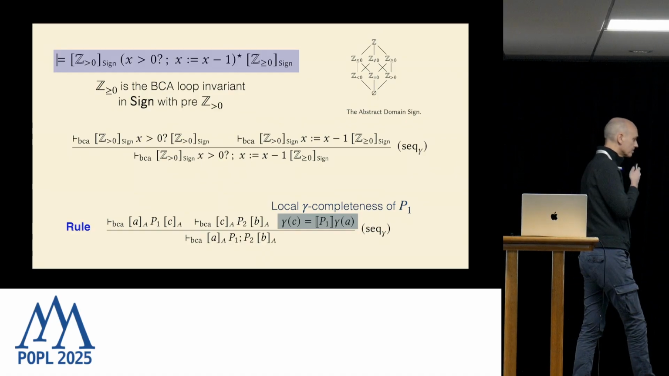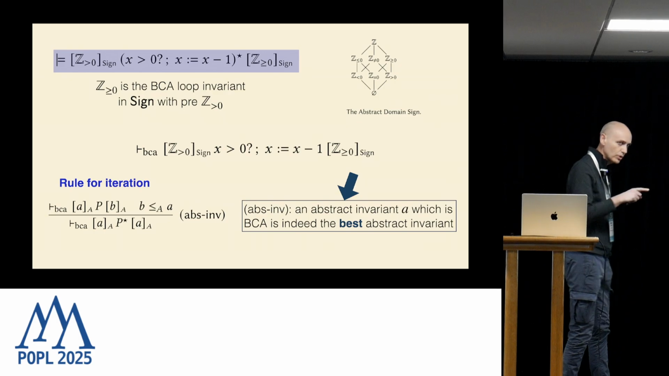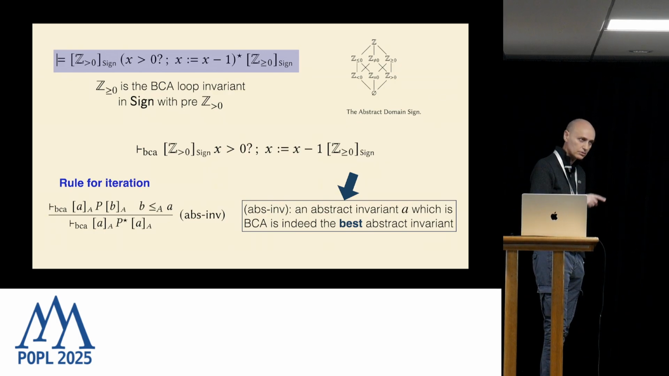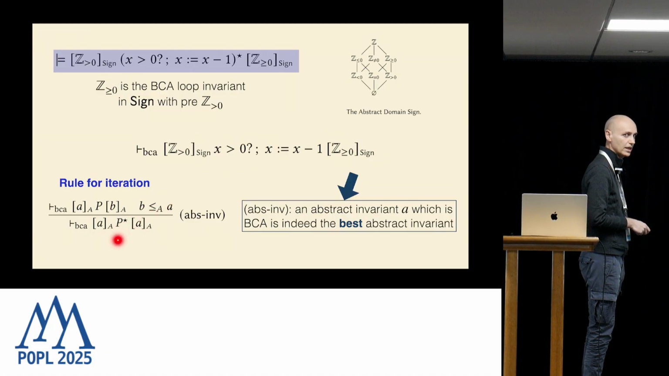Okay, let's go on. Let me skip the general rule. So now we want to take into account iteration, the loop. So the rule for iteration is the following. Basically, it is the rule for having an abstract invariant, which is the best abstract invariant. So as long as you find as postcondition a B, which is the best for one iteration, and this is an invariant, so B implies A, then A is the abstract invariant.